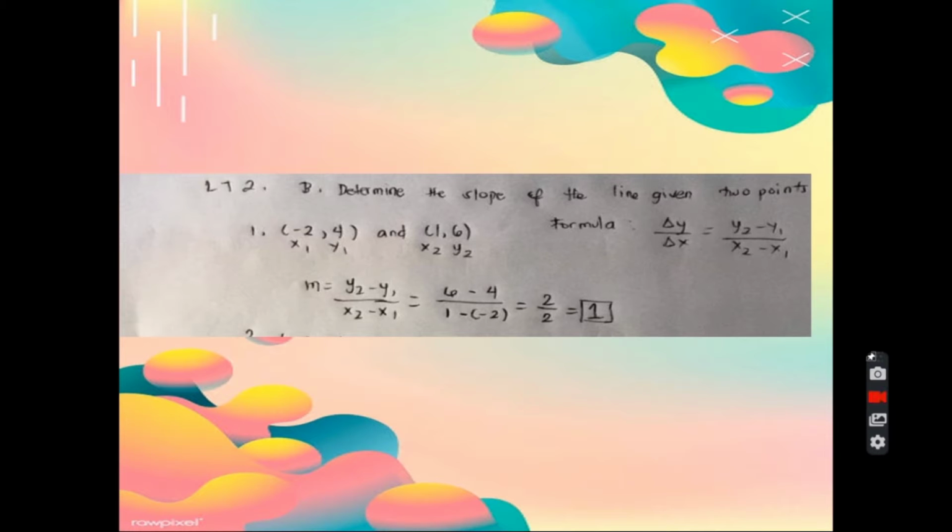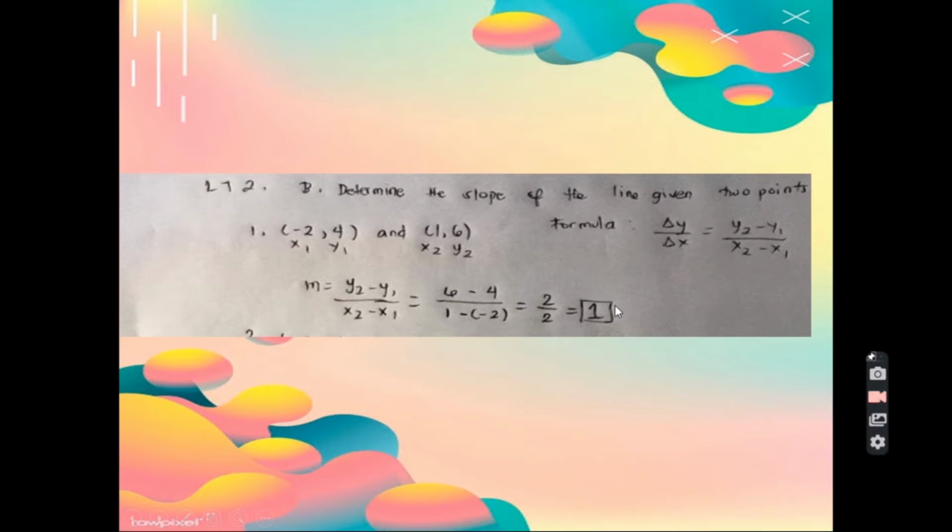So, our x sub 1 is negative 2, and our y sub 1 is positive 4. And for our x sub 2 is 1, our y sub 2 is 6. And then, we will just apply the formula. Ganun lang kasimple. I-apply na natin ang formula. So, y sub 2 is 6, y sub 1 is 4. Then, x sub 2 is 1, x sub 1 is negative 2. So, 6 minus 4 is 2. 1 minus negative 2 is positive 2. So, we have our answer of 2 divided by 2 or 1.